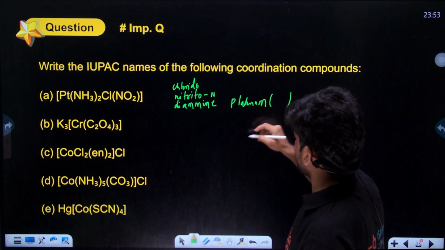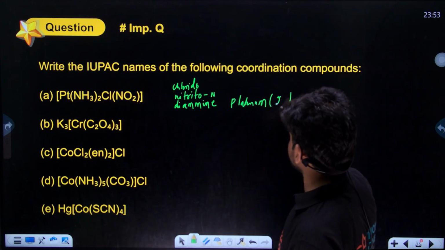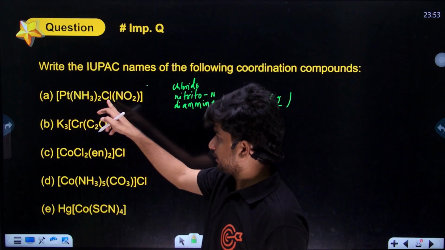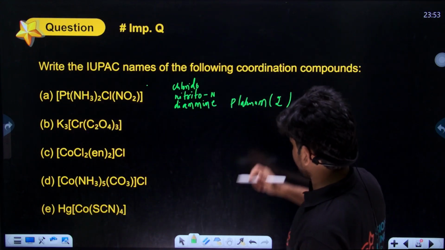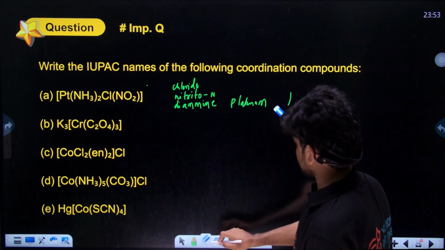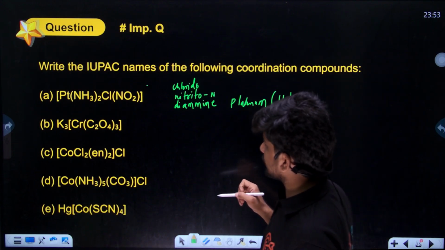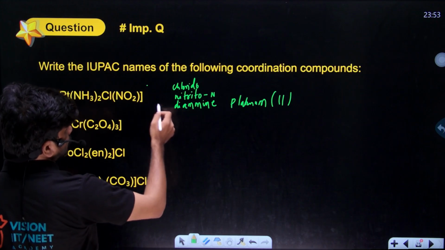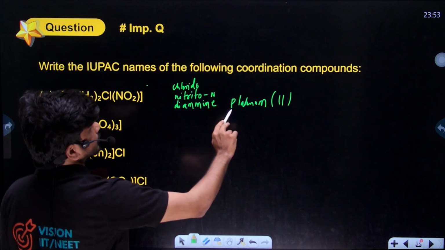But what do you have here? Overall, there is a 2 charge here. This becomes 0 when chlorine is -1, -1. You have 2 here. You will be writing this in parenthesis. But how do you write the name? This is not the actual name. You should write in alphabetical order. So first diamine will come, next chlorido, only 1 chlorine is there, next nitrito N, next platinum.